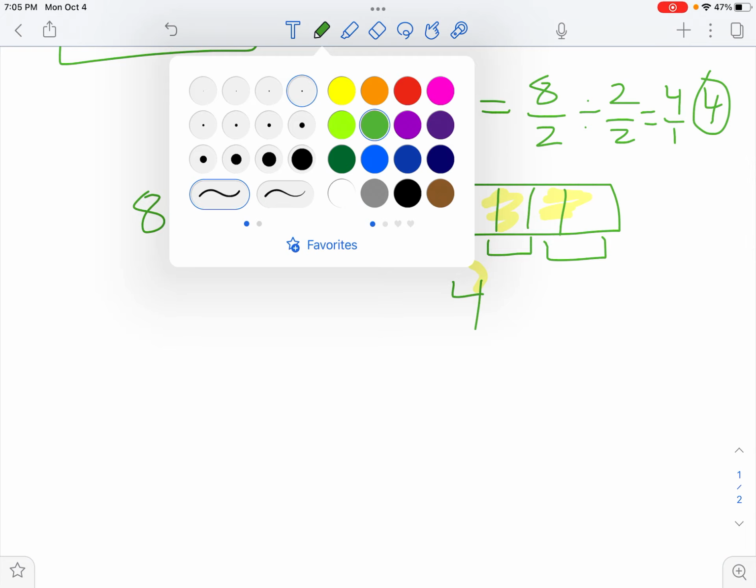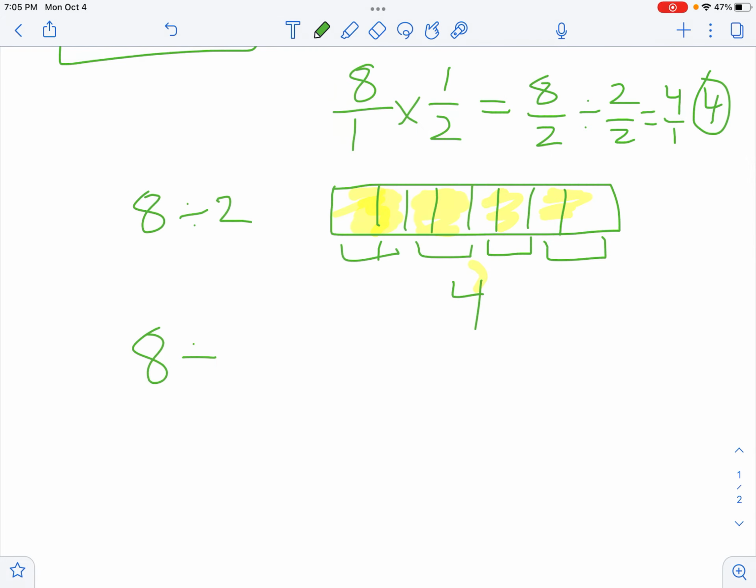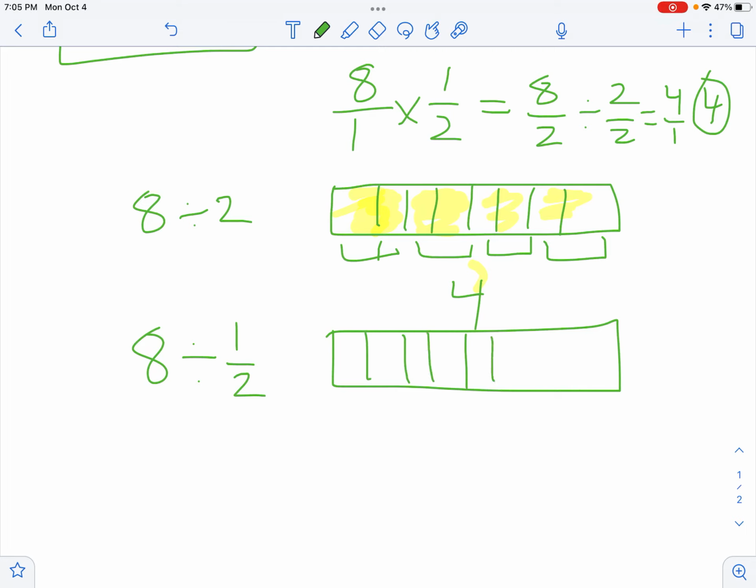So let's think about 8 divided by 1/2 and say it the same way. 8 divided by 1/2. Well, what we're saying is, how many halves can you fit into 8? Well, let's take the 8 again. So 1, 2, 3, 4, 1, 2, 3, 4. Well, how many halves can we fit in? Well, each one of these, that's a half. And then let me do a different color. That's another half. So we've already fit 2 in already.